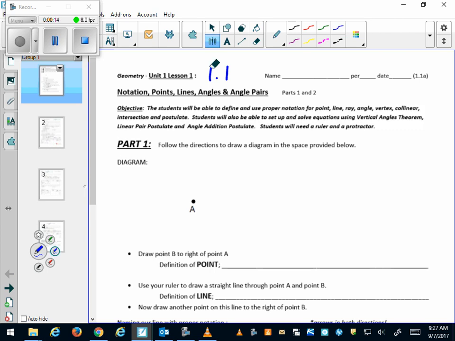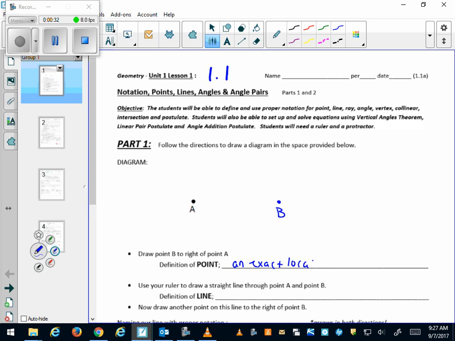So to start with, we are going to add a point to the right of this point A, and we're going to call it point B. Notice points are labeled with capital letters. The definition of a point is an exact location in space.